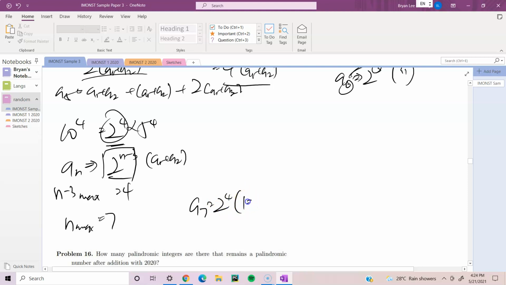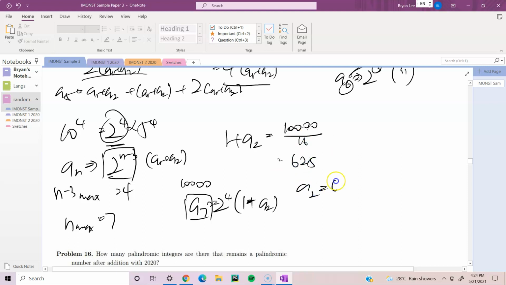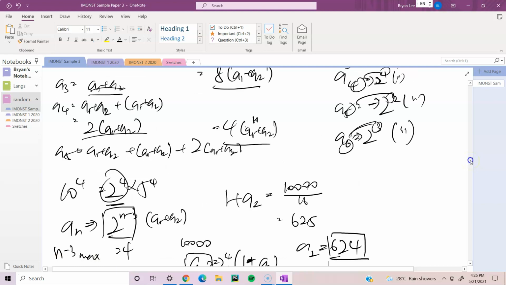We know that a1 equals 1, and then a2 is just what we need to find. And we also know that this a7 is actually 10,000 as shown in the question. So we know our 1 plus a2 is just 10,000 divided by 2 to the power of 4, 16. It will give us 625. Then minus both sides by 1, we will get a2 equals 624. So this is our answer, okay? Just note that our n must be the maximum and stuff, okay?